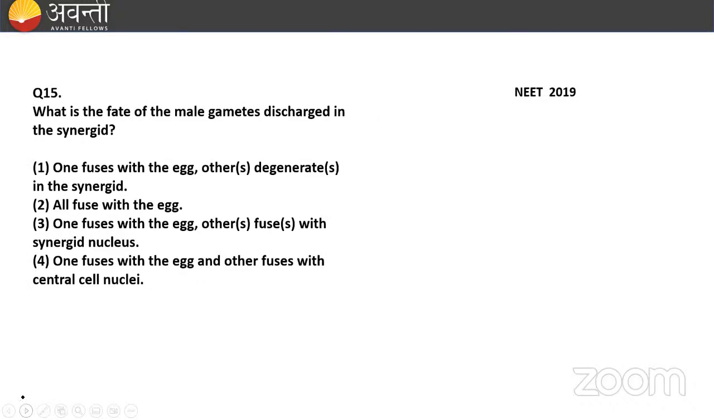Now moving to next question. What is the fate of the male gametes discharged in the synergid? Option 1 is one fuses with the egg and the other degenerates in the synergid. Second, all fuse with the egg. Third, one fuses with the egg and the other fuses with the synergid nucleus. Fourth, one fuses with the egg and the other fuses with the central nuclei. This question came in NEET 2019.